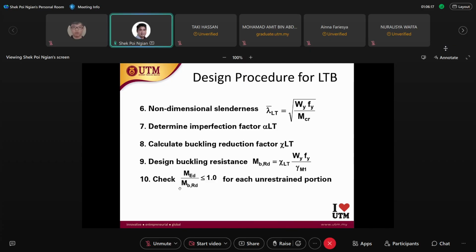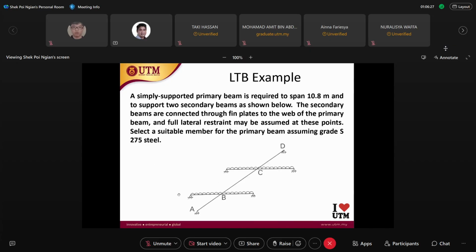And this is the procedure to get the buckling moment resistance and to check it against the load that we apply. Example: a simply supported primary beam is required to span 10.8 meters and to support two secondary beams as shown below. Secondary beams are connected through fin plates to the web of the primary beam, and full lateral restraint may be assumed at this point.